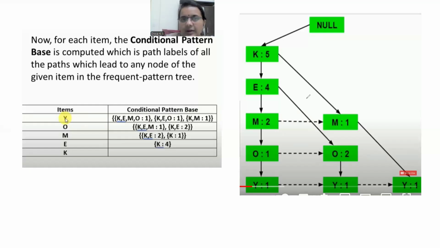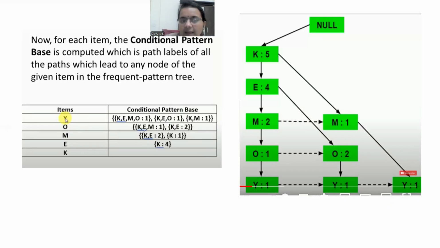Okay, I'll repeat it. First, here, the item set we have written. For reaching Y, we have the value KEMO, that is 1. Next for this Y, I have KEO, 1. Next I have KMY. Next for O, I have the path KEM, that's 1. Next for this O, I have KEO, 2. That is 2 only. Before I thought it was this one.